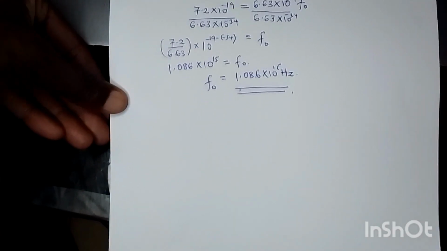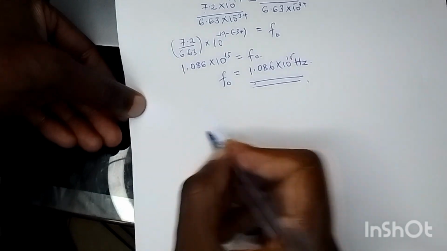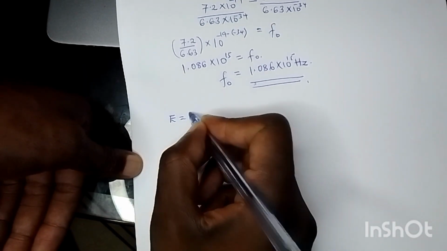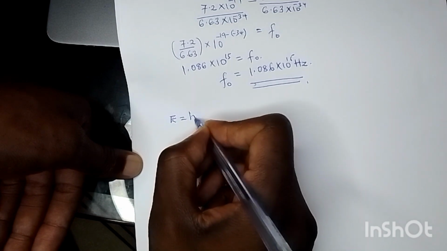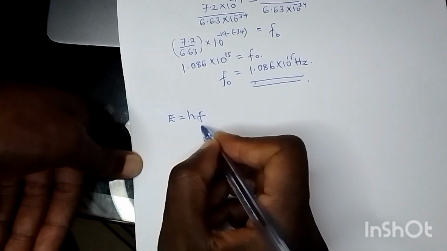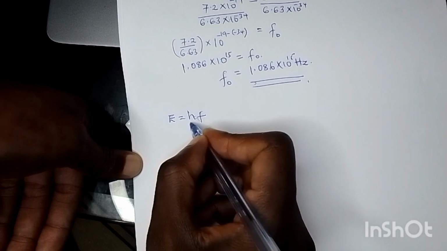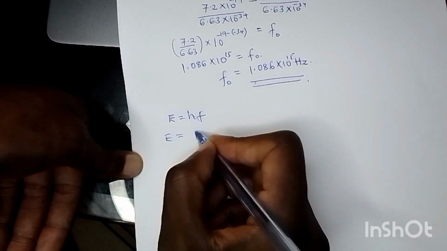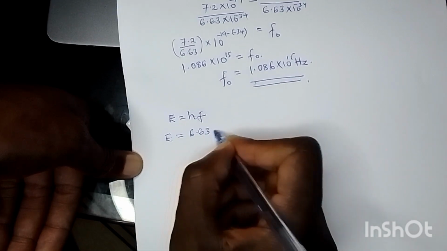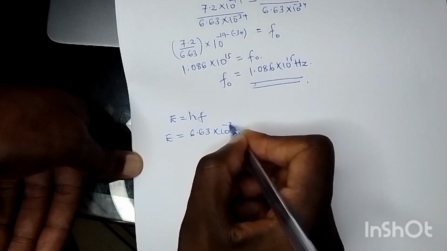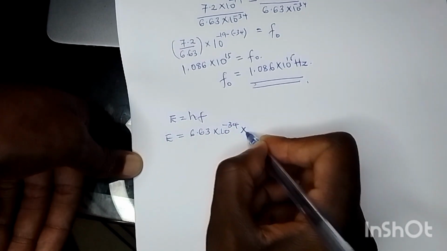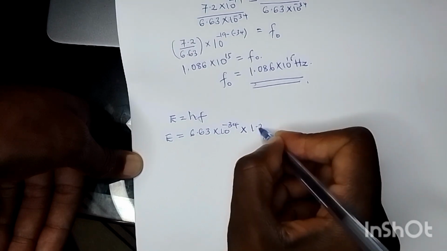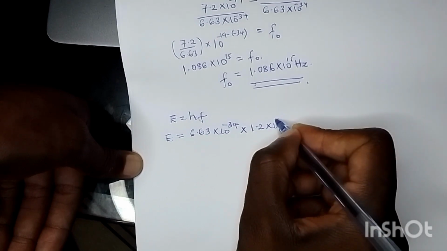In the second part, we will get the energy of the radiation. Energy of the radiation is given by the formula E equals h f, where f is the frequency of the radiation and h is Planck's constant. H is 6.63 times 10 to the power negative 34. I'll multiply by the frequency of the radiation, which I'm given to be 1.2 times 10 to the power 15.